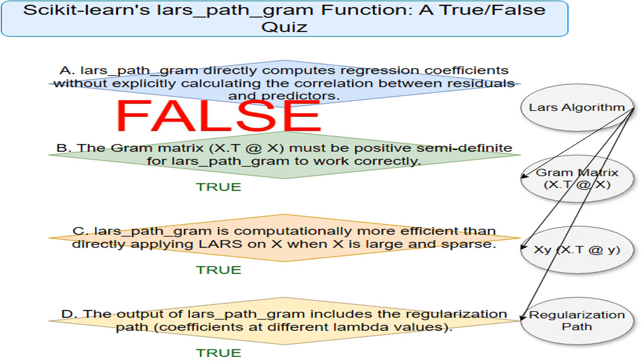I'd say false here. While lars_path_gram is efficient, it doesn't completely avoid calculating correlations. It uses the gram matrix and Xy, X transpose times Y, to implicitly handle those correlations, but they are still fundamentally involved in the calculations.